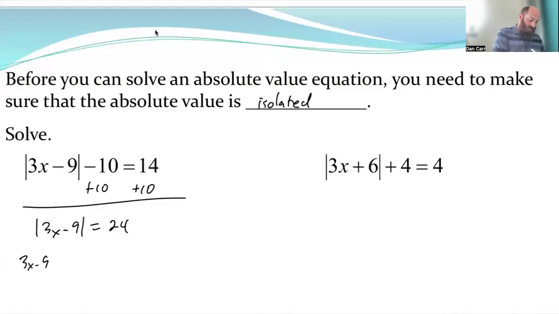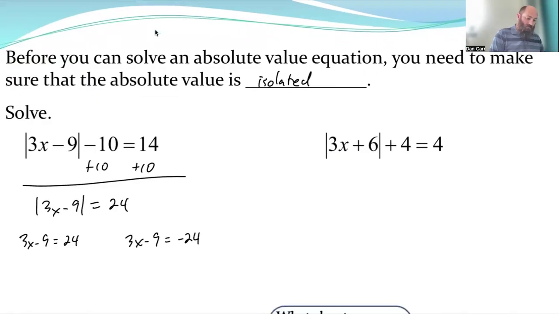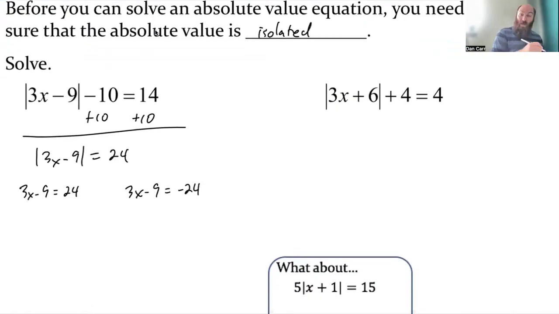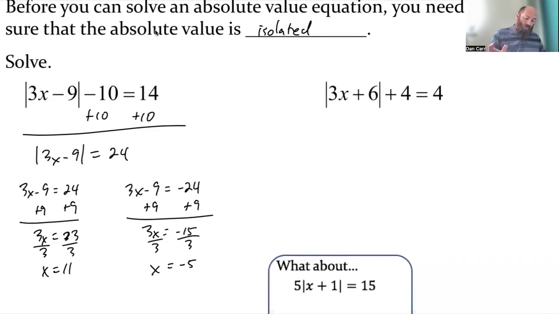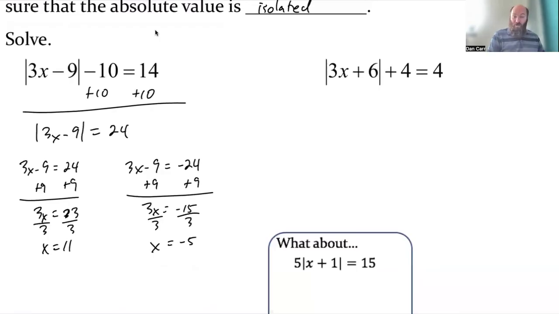I can say that 3x minus 9 equals 24. 3x minus 9 equals a -24. Okay, so then I'm going to go through and do that through my normal steps. So I'll add 9. So 3x equals a 33. Divide by 3, and I get x equals 11. Add 9 here. So that 3x equals a -15. And then I divide by 3, so that x equals a -5. Okay. I'll let you check them. You can plug them in and try them out for yourselves.